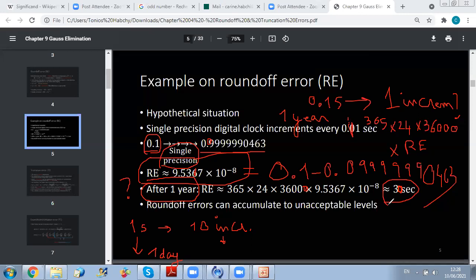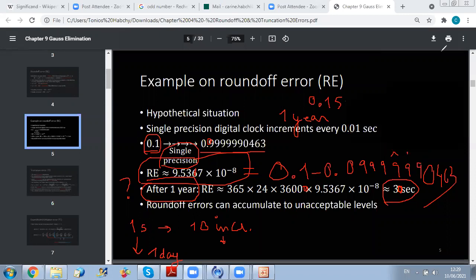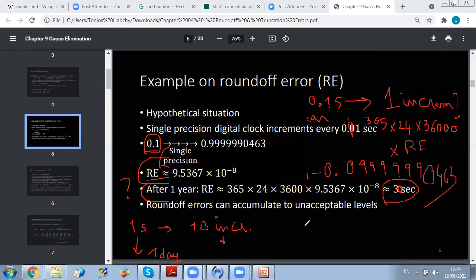You decide if you say it's acceptable or not. If you are working, for example, on a space mechanics application, you have a rocket and you need to follow the path of the rocket, 30 seconds might be a very high error. It might be unacceptable. If you just want to see what is the time, so you have a clock, a normal clock, and you want to assess the time, having an error of 30 seconds in 1 year is fine. Okay, so depending on the application, I can decide if an error is acceptable or not.